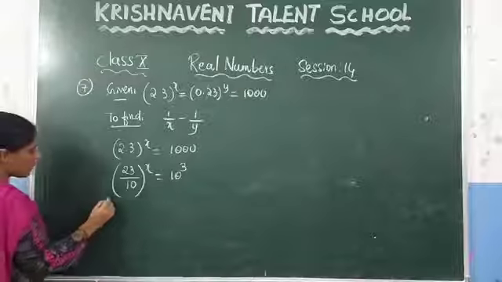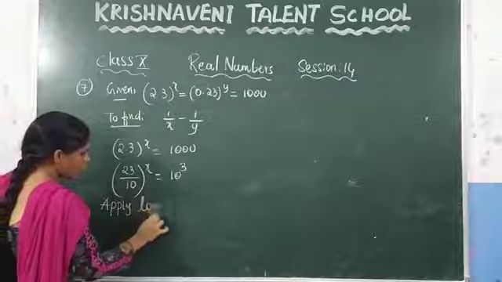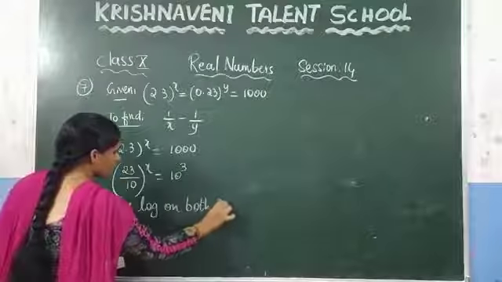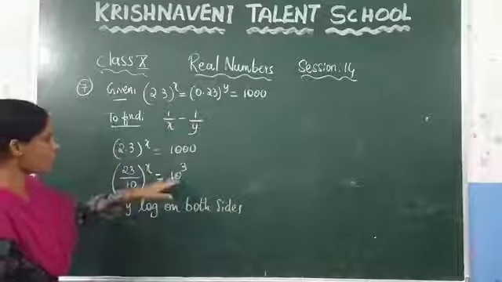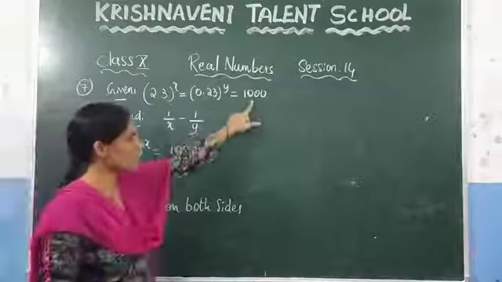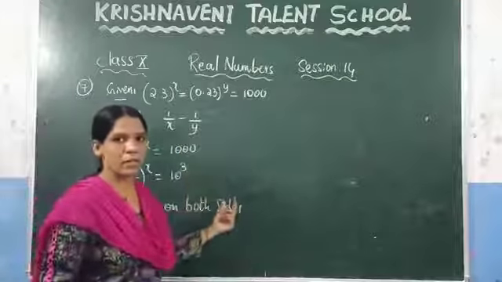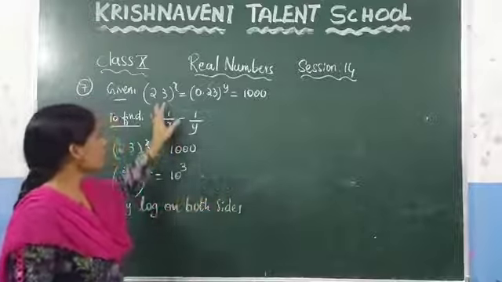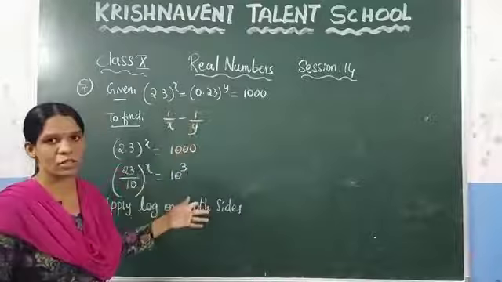If you apply log on both sides, what you will get here? Why we took these two values? Because if you observe this one, 1000, after solving this one, you will get log 10 to the base 10, and you know that the value is 1. For that reason, we are taking this one. If we took the other two values, then we cannot solve this one.